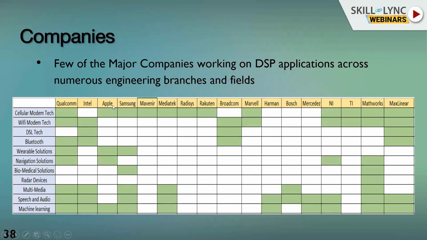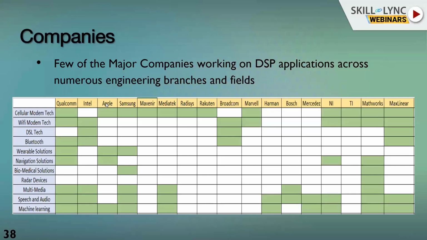Qualcomm, Intel, Apple, and Samsung are basically working in most of these branches. The cellular modem tech is Qualcomm's primary industry. Then Wi-Fi, Bluetooth, wearable solutions, navigation, multimedia, speech and machine learning. Same for Intel. Intel has recently exited the cellular modem technology, but it is working in all of the other domains which utilize DSP applications and extensive DSP algorithms.